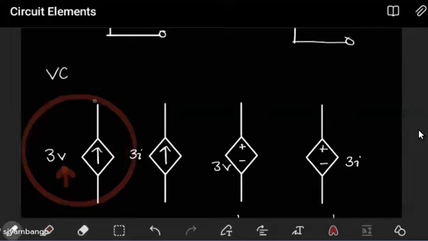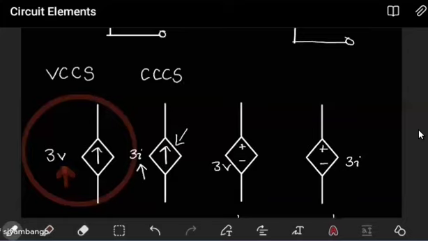Since this is a current source, it will be a voltage controlled current source. And when you look at this one, what controls it? It's being controlled by a current source here. But what is it? It's also a current source. So we can say this is a current controlled current source. So CCCS. So this is a current controlled current source.